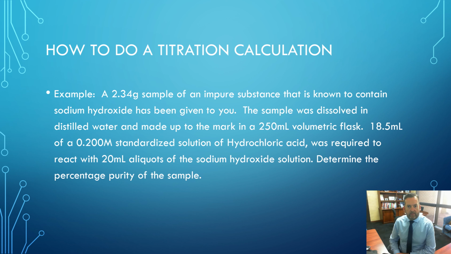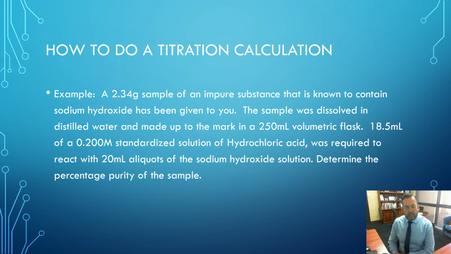So here's our example. A 2.34 gram sample of an impure substance, so that's quite important, that word impure. You can't calculate the moles of an impure substance, that's really super important. But we do know that that sample contains sodium hydroxide. The sample was dissolved in distilled water to make it into the free ions and made up to the 250 mL mark on a volumetric flask. So we precisely know the volume. But that's all we know about that solution, apart from the fact that it contains some sodium hydroxide.